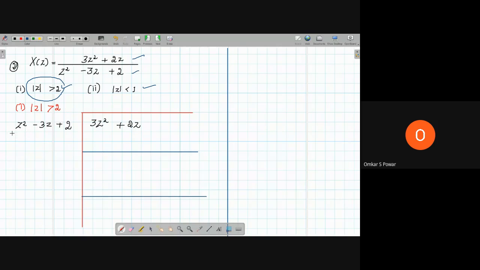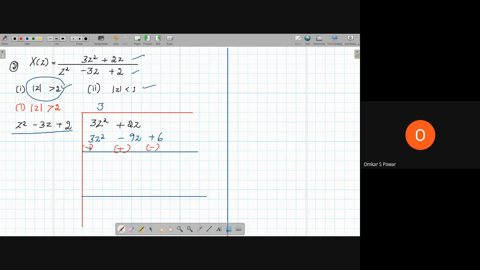We have to write z square minus 3z plus 2, and this is 3z square plus 2z. So let us divide. What do you multiply to get 3z square? It is 3. So 3 into z square is 3z square, 3 into minus 3z is minus 9z, and 3 into plus 2 is plus 6. After that, what you have to do? You have to change the sign. So let us change the sign here.